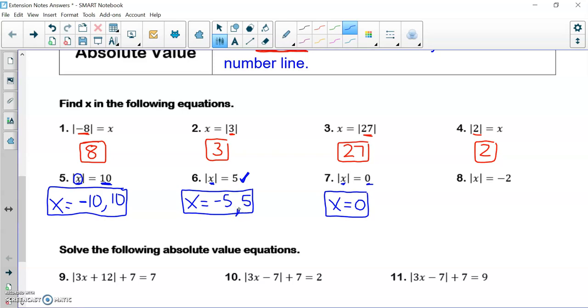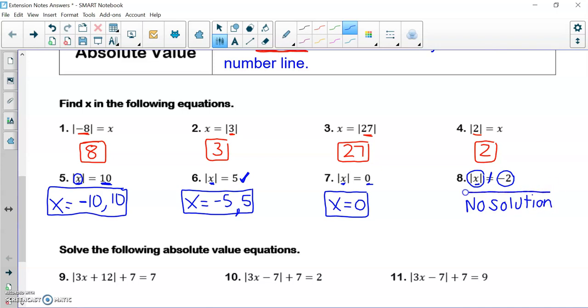And then lastly, the absolute value of something would never be equal to a negative number. So the absolute value of x, nothing can be put in for x to get you out at -2, because the absolute value of something will always be positive. So actually, this would be no solution. X could not be anything.